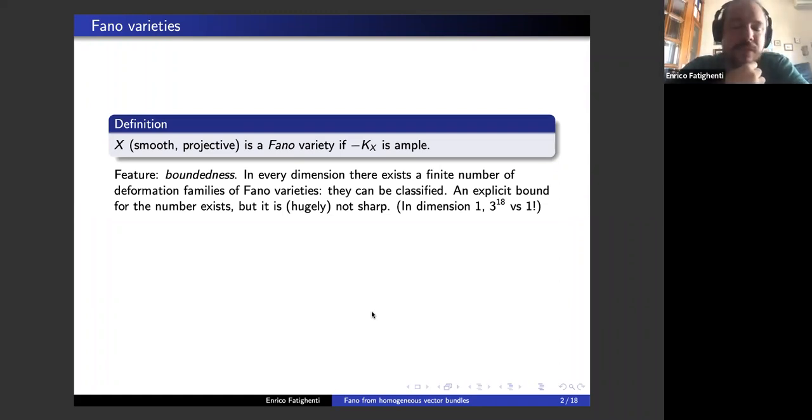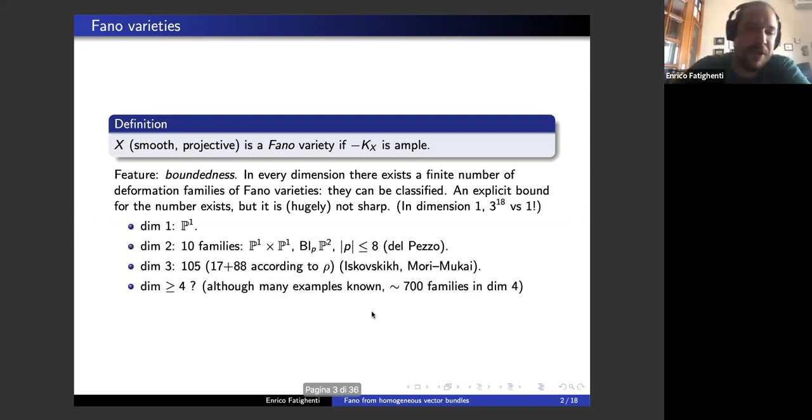We know that they are bounded because we do know an explicit bound for the number of Fano varieties, but this bound is hugely not sharp. For example, if you take this bound, which is a function of the dimension, and you plug in dimension 1, you get that there should be up to 3 to the power of 18 Fano varieties of dimension 1. But on the other hand, we know very well that we have only one Fano variety in dimension 1, which is P1.